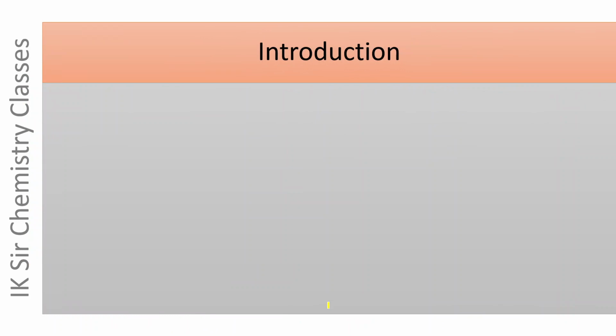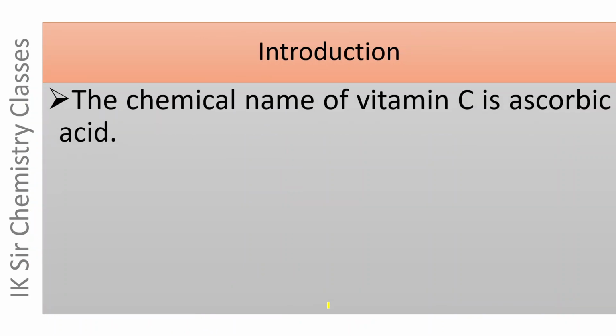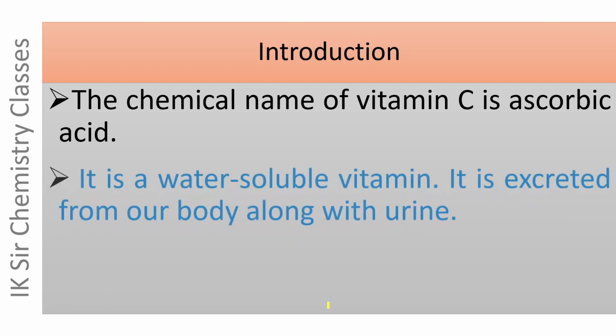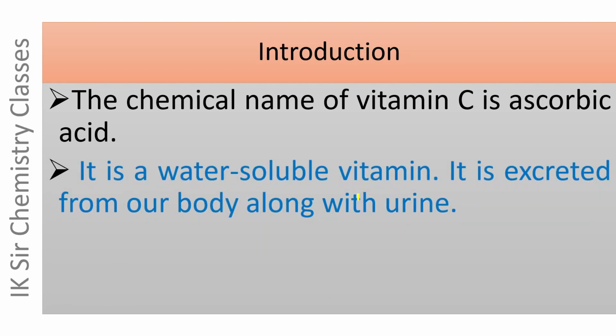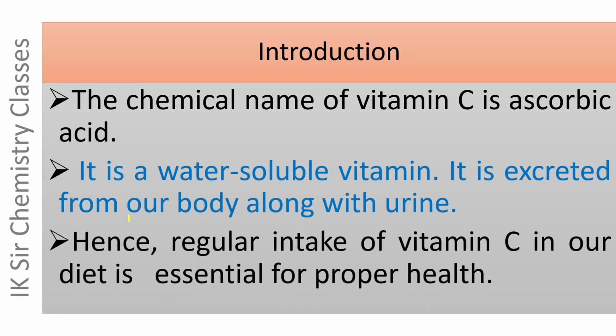First of all, introduction of the chapter. The chemical name of vitamin C is ascorbic acid. It is a water-soluble vitamin. It is excreted from our body along with urine. Therefore, regular intake of vitamin C in our diet is essential for proper health.